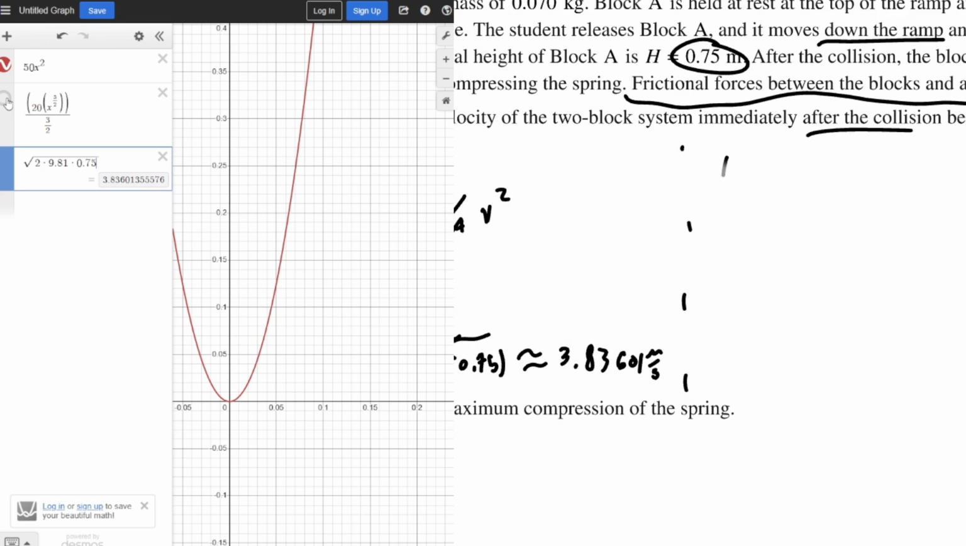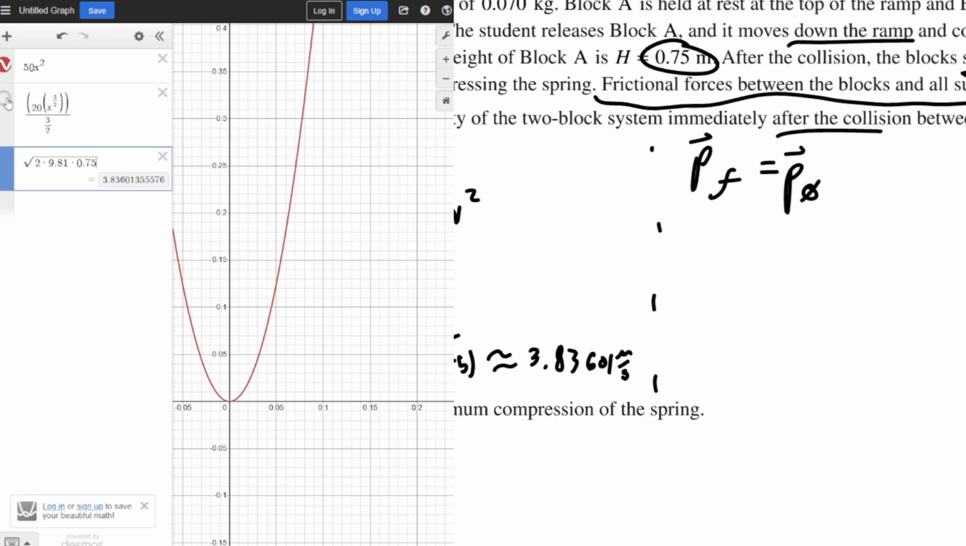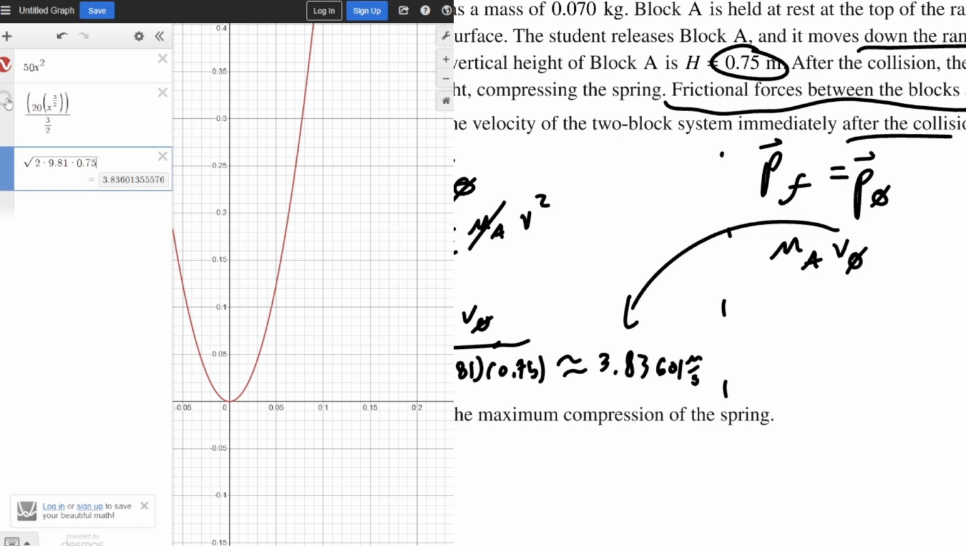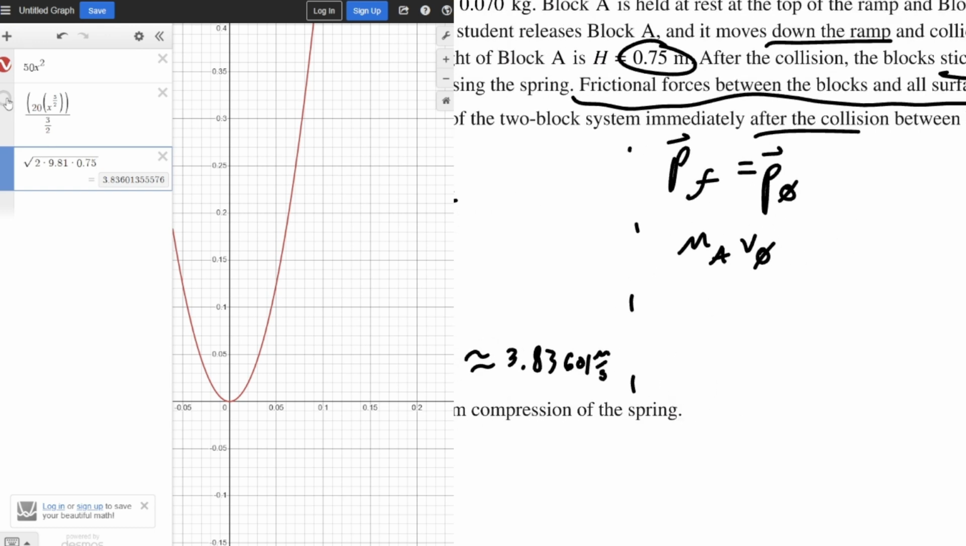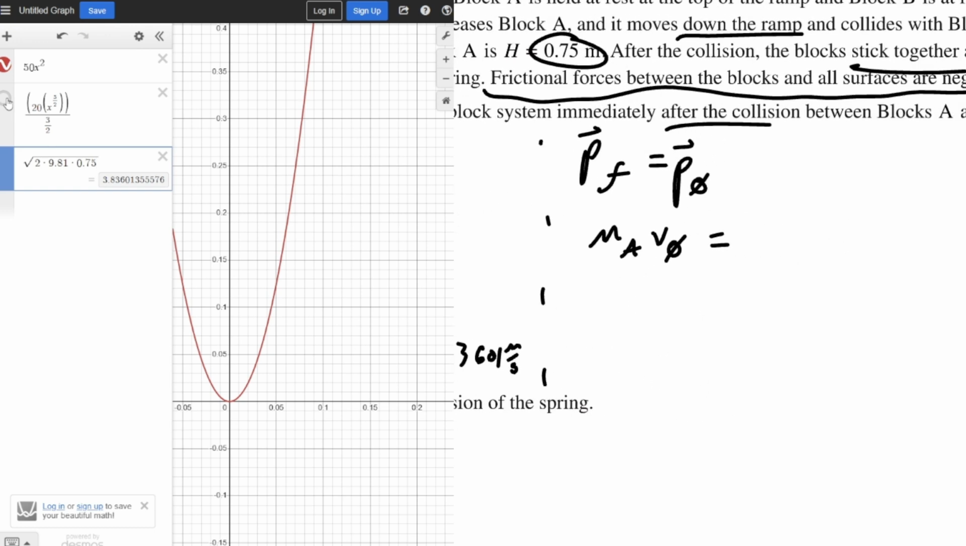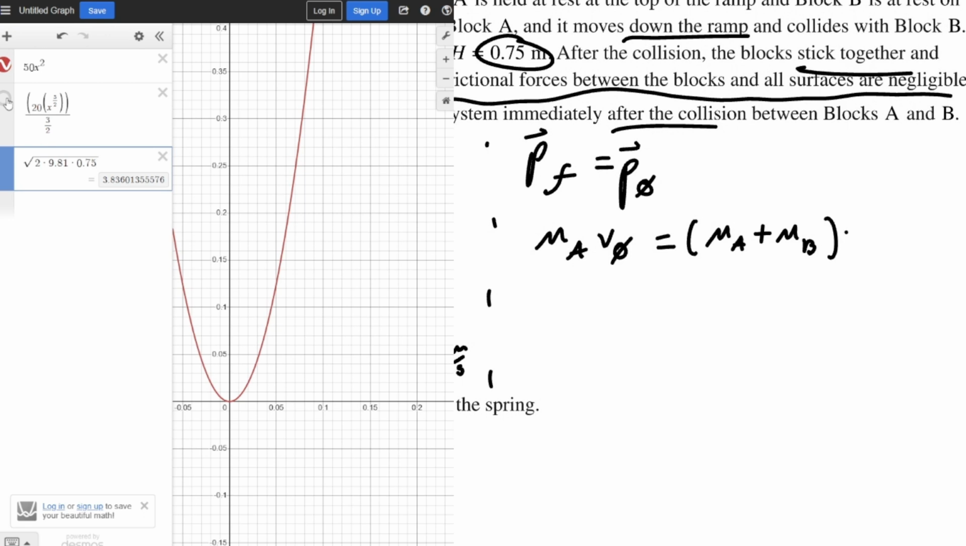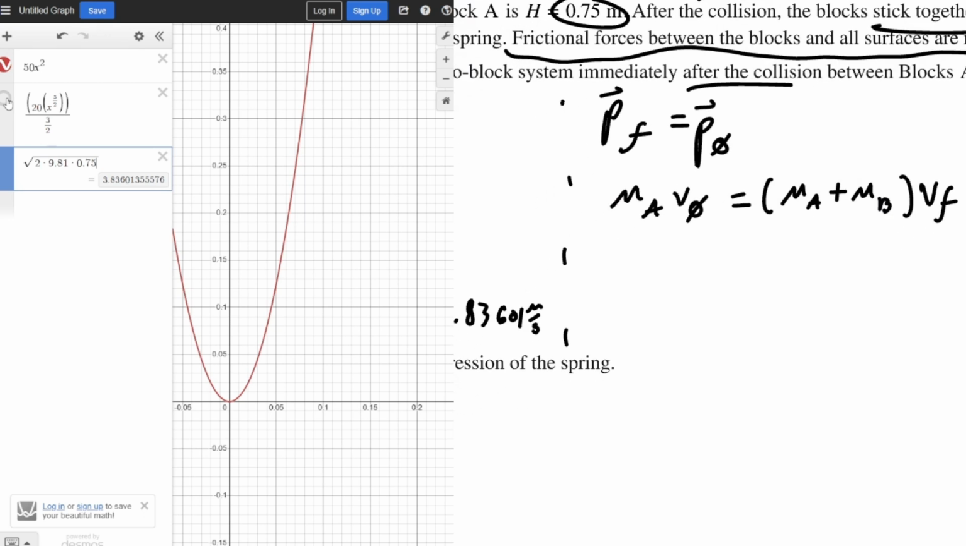Since it's an inelastic collision, the final momentum has to equal the initial momentum. The initial momentum was the mass of block A and its initial velocity, the one we just calculated, the velocity it has as it comes off the ramp before it collides. And since they stick together, we add their masses, MA plus MB, times V final. So now we know MA and MB, and we know these two values.